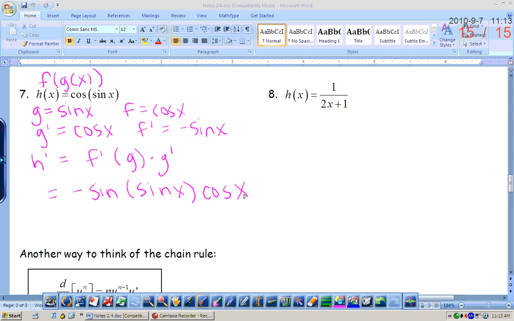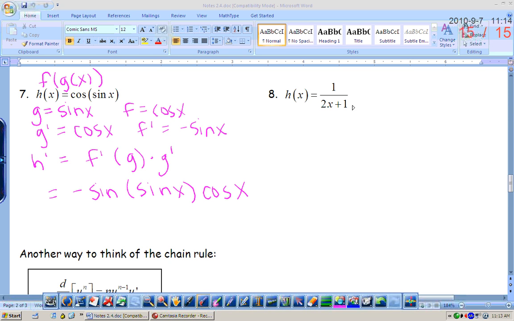Good question. The question was, will that be negative sine squared x? No, because it's the sine of sine x. Sine x is the argument, so instead of just an argument of x or an argument of 3x, the argument is sine x. If it had been sine x times sine x, then yes, that's sine squared. But there's nothing you can do to simplify that, even if you wanted to simplify it.